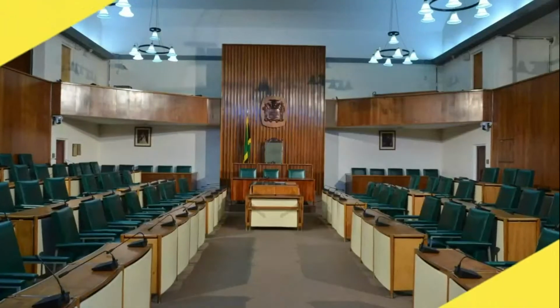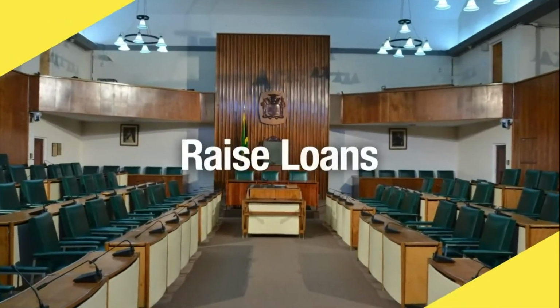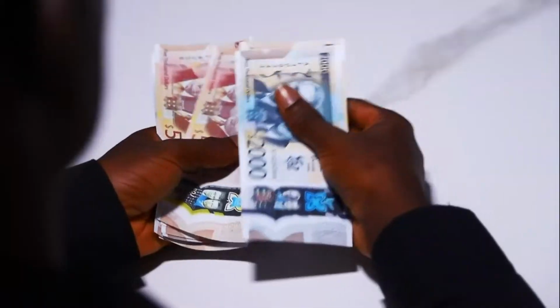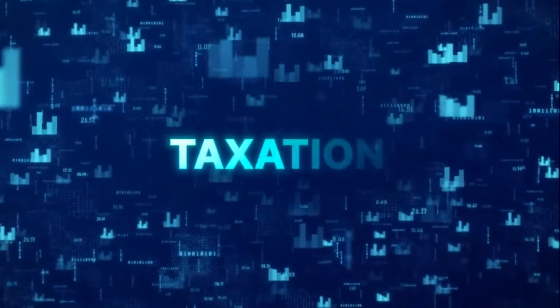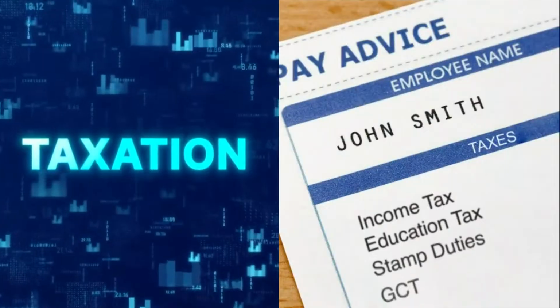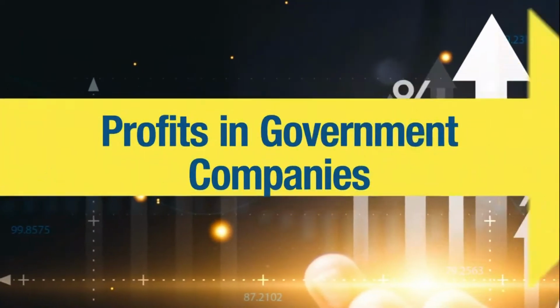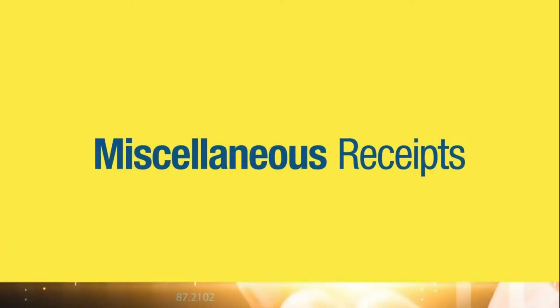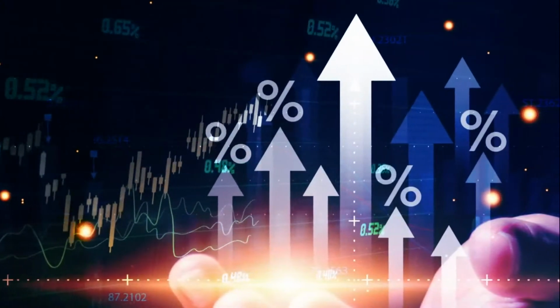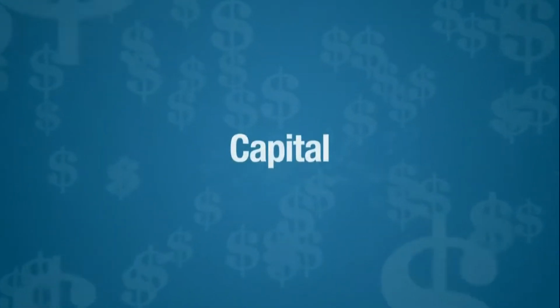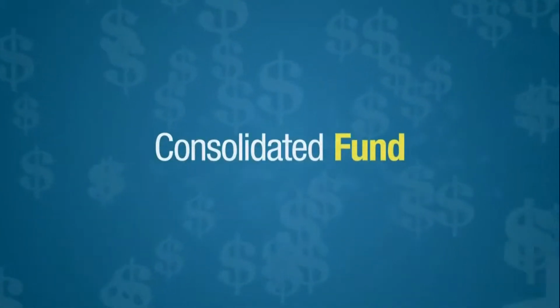The government expects to collect revenue, raise loans, and utilize cash resources to finance the central government expenditure budget. The money to fund the budget comes from taxation. For example, income tax, education tax, stamp duties, general consumption tax, among others. Non-tax, for example, profits in government companies and miscellaneous receipts by the Accountant General. Other sources of funding include Capital Development Fund transfer, capital, grants, and the Consolidated Fund.